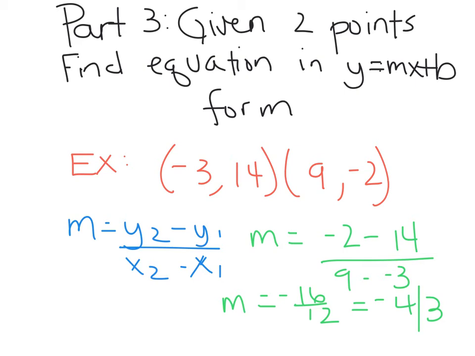Now, the next step is I'm going to use one of the 2 points that they gave me, and it doesn't matter which one you use. You can use the (-3, 14) or you can use the (9, -2). It's totally up to you. You just can't use a combination of the 2 points. So I'm going to use the point (-3, 14), and I'm going to use the slope that I just found, and it's going to be just like the types of problems we just did. So here we go.